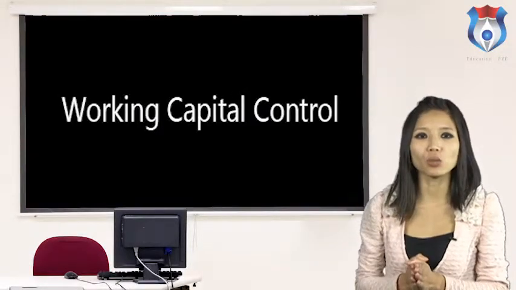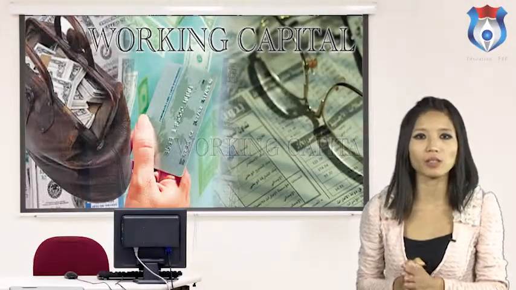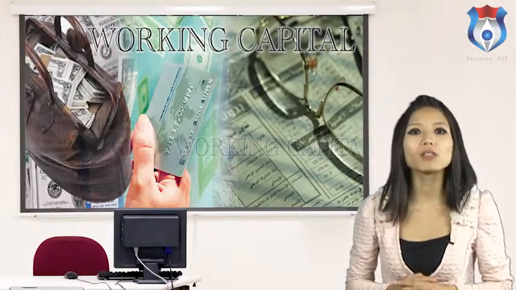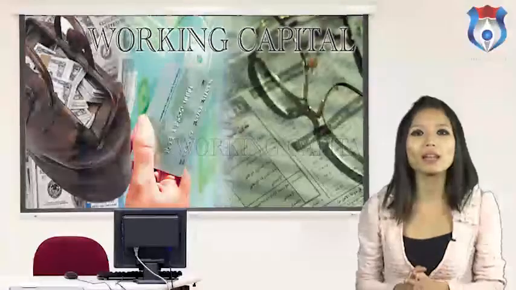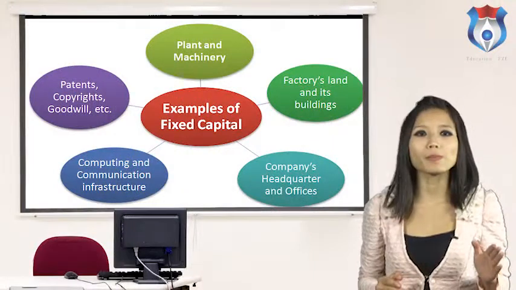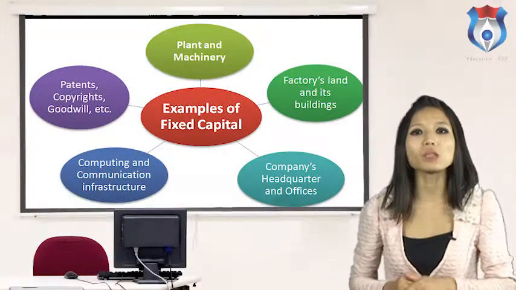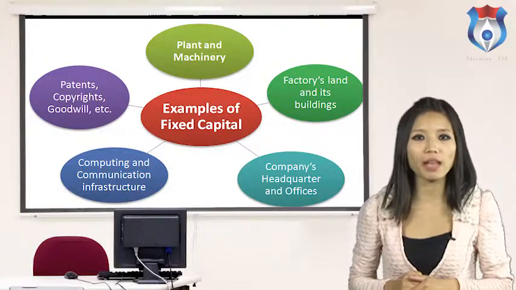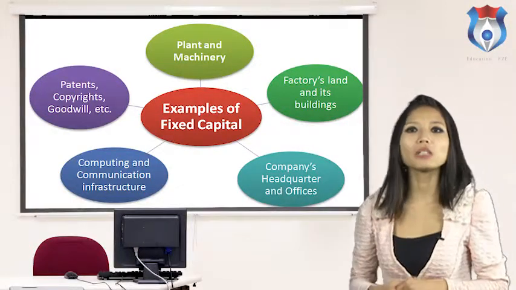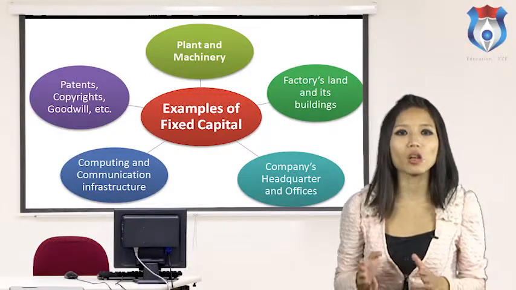Working capital control. Working capital is a key element in business success. Successful business is about investing in the right ideas, the right equipment, and the right people. There are two types of capital need. Fixed capital, to invest in things such as buildings, plants, and equipment. And working capital, principally to pay for stock and to cover the amount of credit extended to customers.